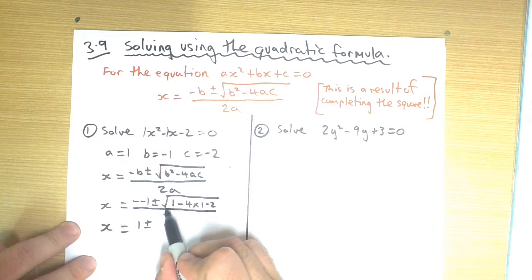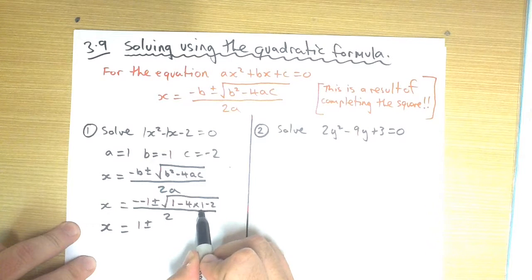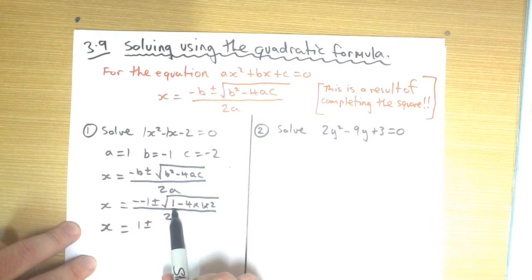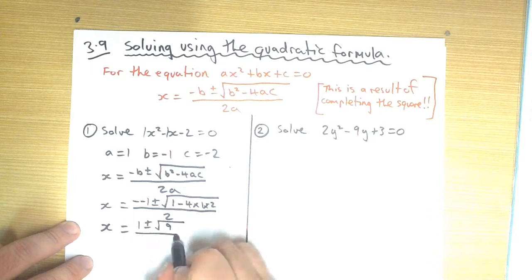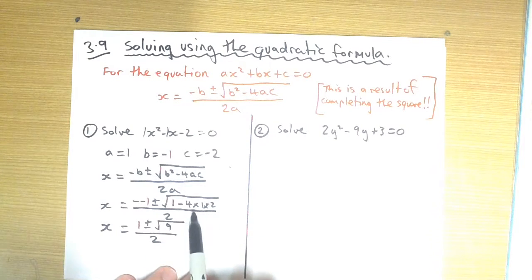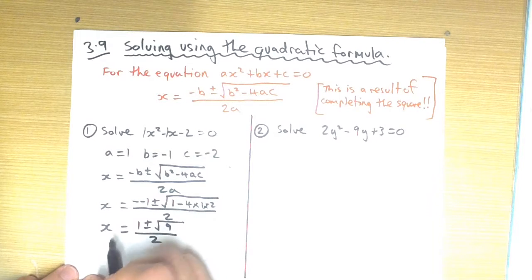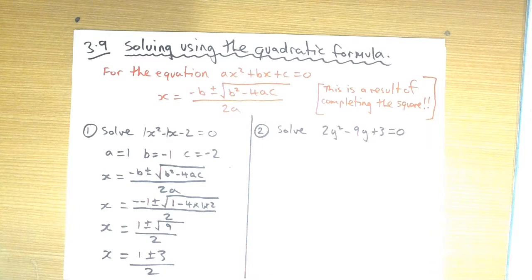Now let's just check what happens inside the square root sign. I've got 1 minus 4 times 1 times minus 2. So that's 1 plus 8. So that's 9 all over 2. I'll just go through that again. I've got minus 4 times 1 times minus 2. That's plus 8. So I've got 1 plus 8, which is 9. So x equals 1 plus or minus 3 on 2.